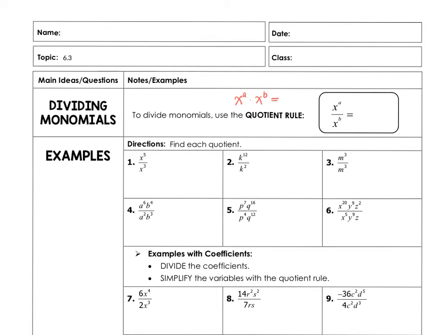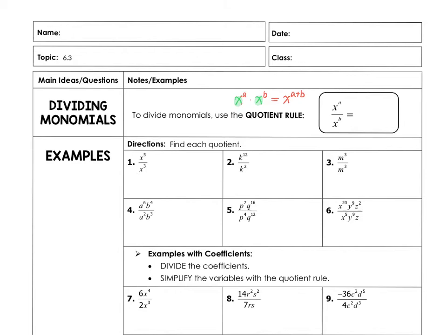In the previous unit, we learned how to multiply monomials. That's when we have the same base, whether it's a variable or a number, as long as the base is the same but the exponent is different, we keep the base and add the exponents together. In this unit, we're going to learn and practice how to divide monomials, and that's called the quotient rule.